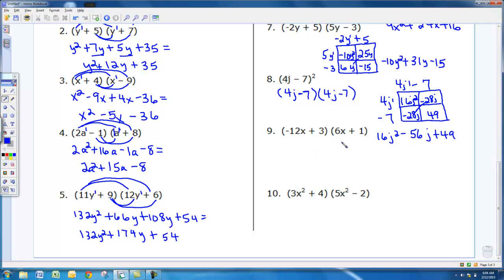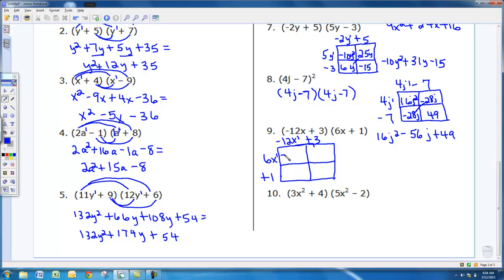Okay, let's do another example together, and then I'll let you do the last one on your own. So set up the box. Again, we need a 2 by 2. So negative 12x plus 3 and 6x plus 1. Again, same process, just numbers that are a little bit bigger.